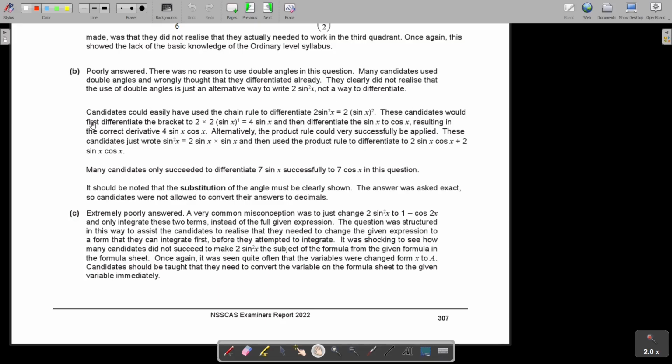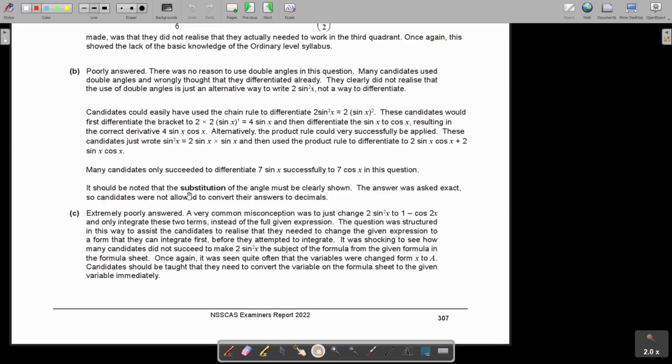Okay. So, candidates could easily have used the chain rule, that's the one I used, to differentiate. These candidates would first differentiate the bracket, and then differentiate the sin cos, resulting in the correct answer. Alternatively, the product rule could very successfully be applied. These candidates just wrote this and then used the product rule to differentiate this. Okay, doesn't matter, you can even try the other method. So many candidates only succeeded in differentiating 7 sin to 7 cos in this question. Okay, because that was the easy part.